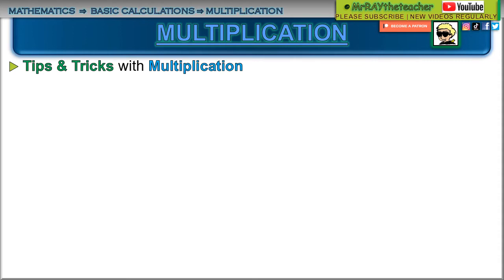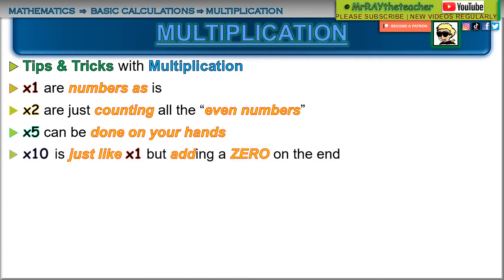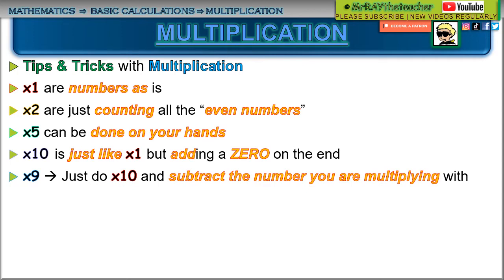Moving along, so here are some tips and tricks with multiplication. Times number 1, the numbers are as is. Times number 2, you are counting all the even numbers. Times 5 can be done on your hands. Times 10 is just like times 1, but adding a 0 on the end. And times 9, just do times 10 and subtract the number you are multiplying with. 9 times 9 equals, so you just do 9 times 10 equals 90. Minus 9 equals 81. So this step here you should be doing in your head.